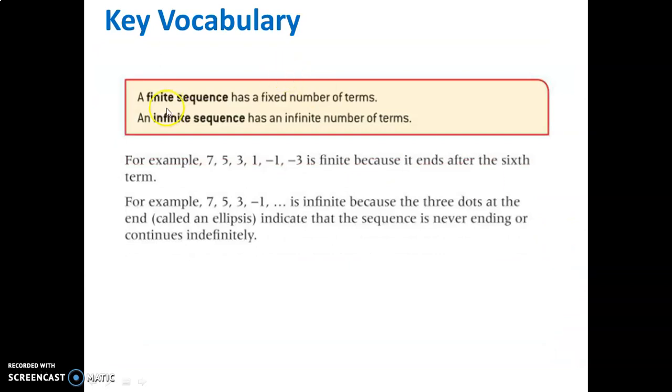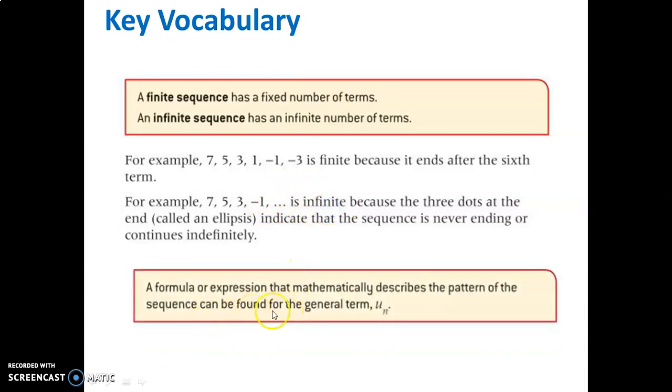So we have two types of sequences. One is finite, one is infinite. A finite sequence has a fixed number of terms, and an infinite sequence has an infinite number of terms. For example, this sequence here, you can see it begins and it ends with -3 here. It begins and ends, therefore it is a finite sequence. This sequence, however, has a beginning but does not have an end. It has a ... here, which is called an ellipsis, and that implies that this sequence goes on forever. Therefore, it is infinite.